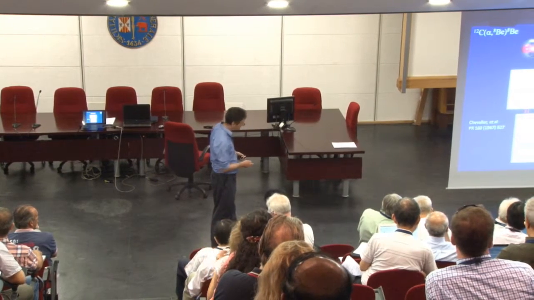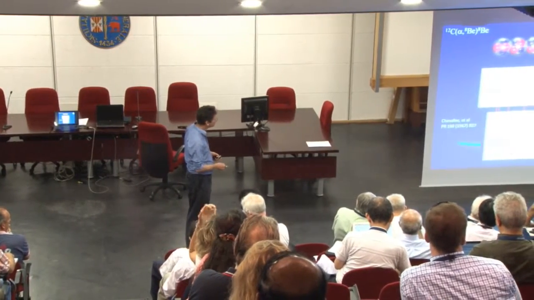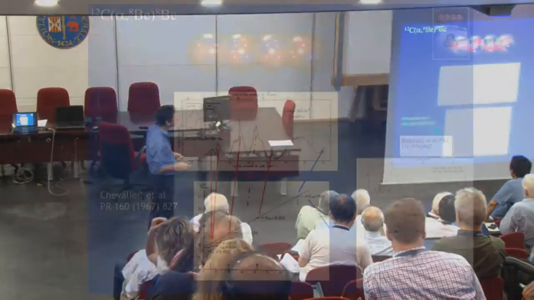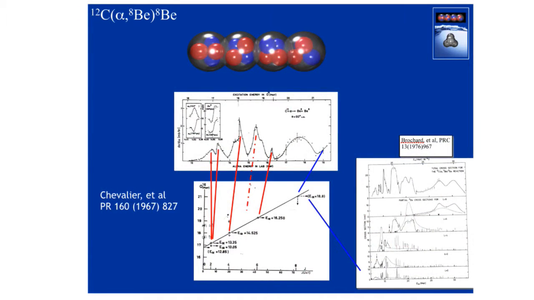oxygen-16. This is some work which was done by Chevalier et al. They used a very simple reaction, alpha plus carbon-12, looked for a final state of 2 beryllium-8s. And since beryllium-8, as we know now, has 2 alpha particle structure, if you've got a final state which is beryllium-8 and beryllium-8, well, maybe you've populated something which has a linear arrangement of 4 alpha particles. And that was the assumption at the time.